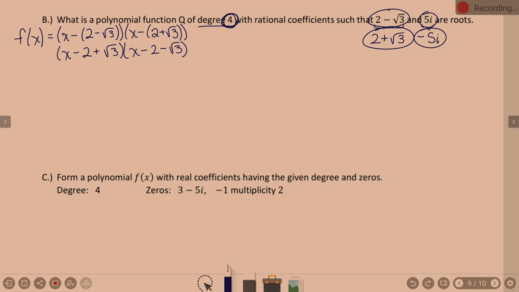What about 5i? X minus 5i? And what about negative 5i? Normally I would think X minus negative 5i, but what does that become? X plus 5i. Okay? If you're confident enough, you can just start with that second line I wrote. You don't have to do that first line.